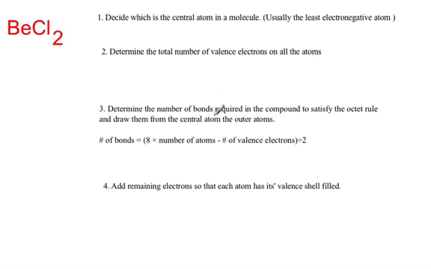Now for beryllium dichloride, BeCl2, beryllium is going to be your central atom here. And the total number of valence electrons. Now remember, beryllium here is a special case. It is a metalloid. There is a lot of ionic character to this bond.